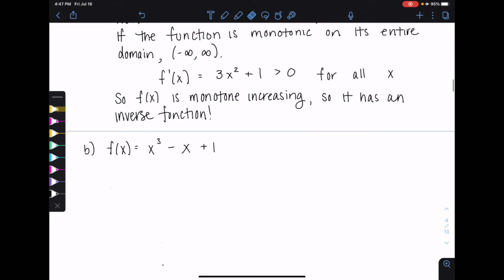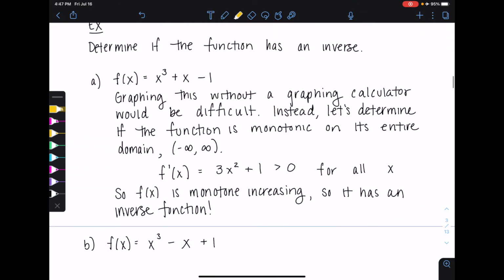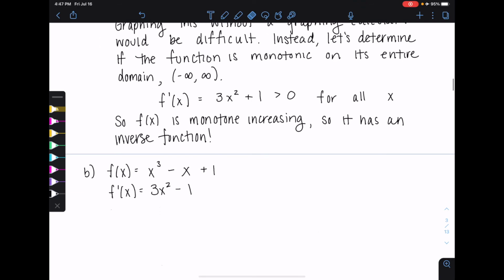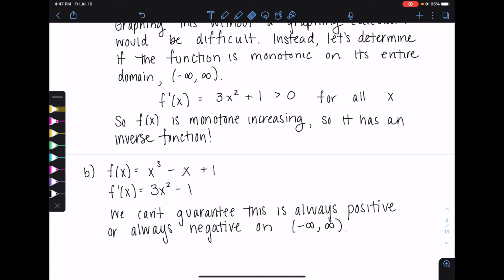If I look at this next example, which is also a third degree polynomial, the only difference is these signs have been switched. We can do the same thing, but in this case, if I take a look at this derivative, it's 3x squared minus 1. 3x squared is always positive, but because I'm subtracting 1, I can't guarantee this is always positive or always negative on negative infinity to infinity, which is the domain.